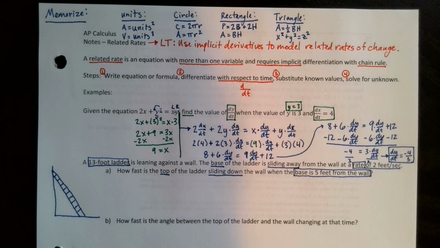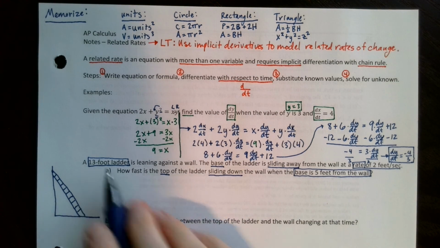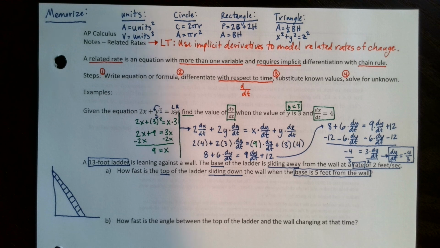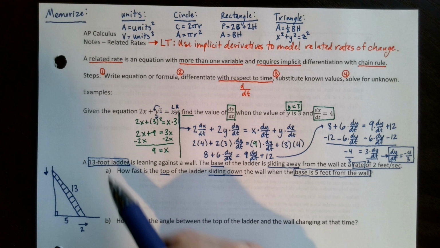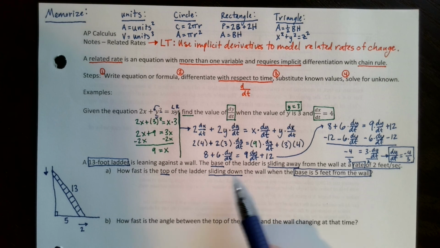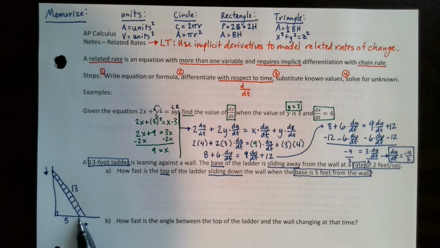We're asked how fast the top of the ladder is sliding down when the base is 5 feet from the wall. So I want you to draw this figure, and we'll label the 2 values that we know as well as the rate. Since the ladder is 13 feet, it will be our hypotenuse. The base of the ladder is 5 feet from the wall, so that would be the length of the floor between the wall and the base of the ladder. We're missing this side, but don't worry, we'll be able to use Pythagorean to find that out.